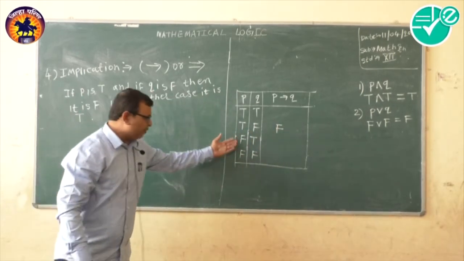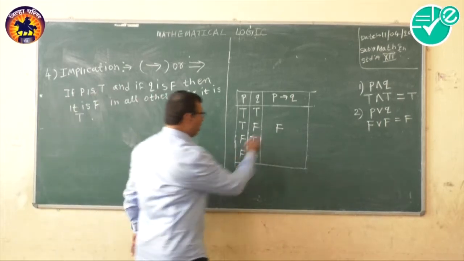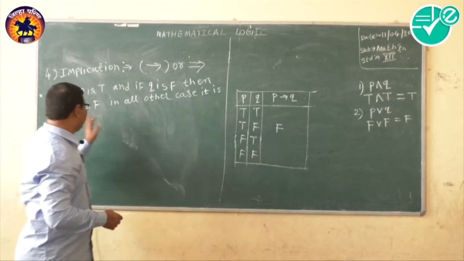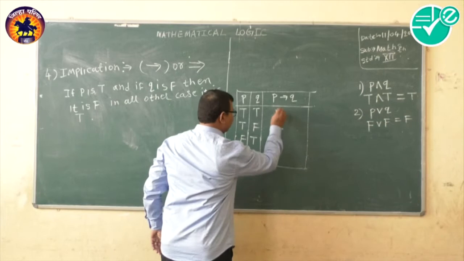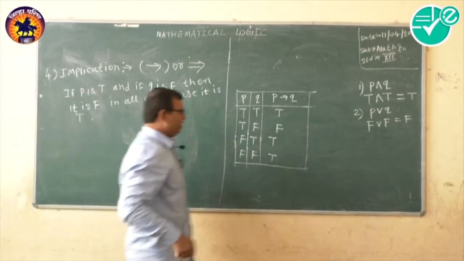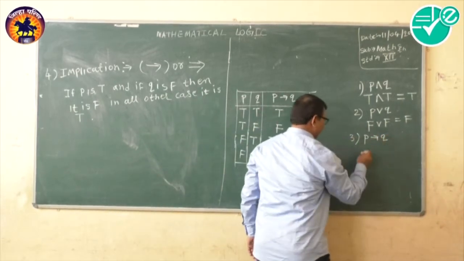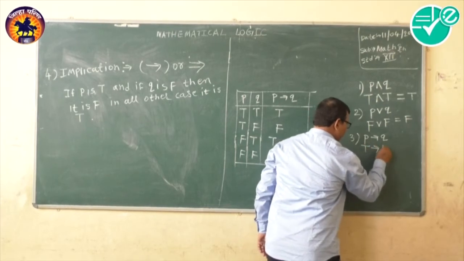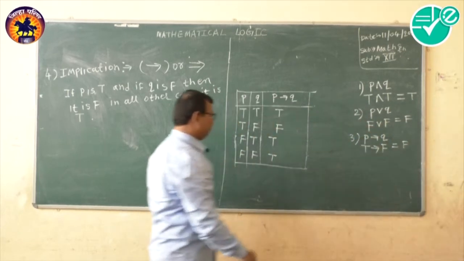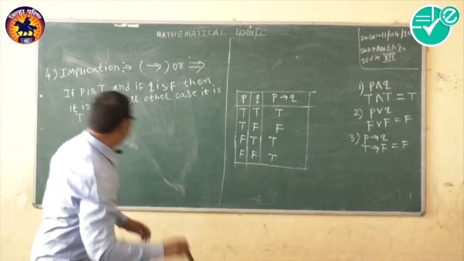Then after seeing the third one and fourth one, we come to the conclusion that they have told us that in all other cases it is true. So we can say that this is true, and this is true. From these we can say for the third one, P implication Q, if P is true and Q is false, it is false. Now see, we will see some examples on this.